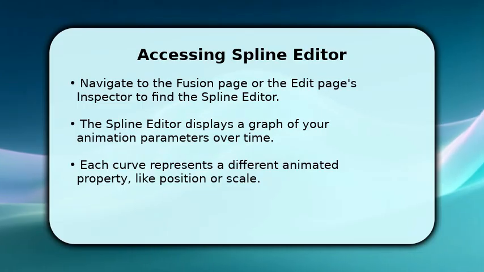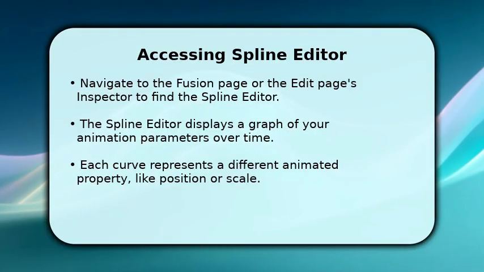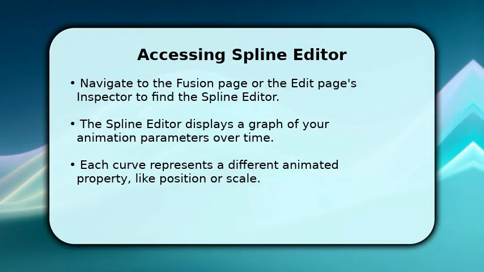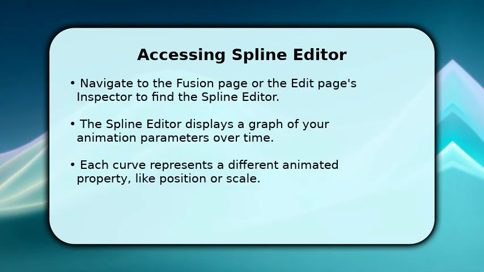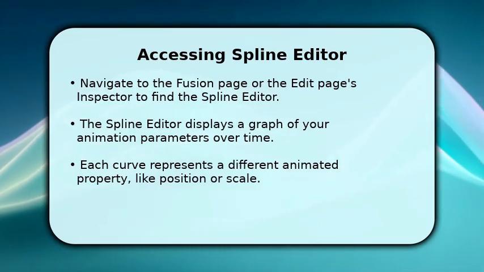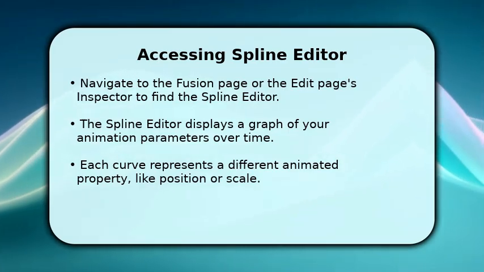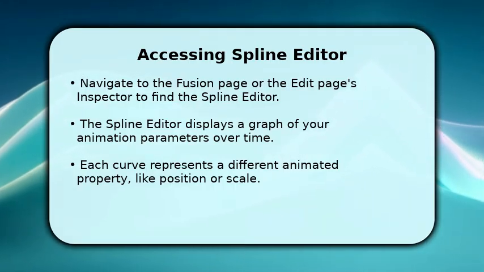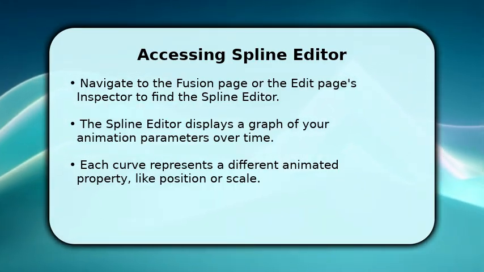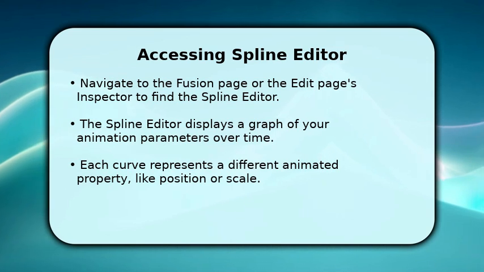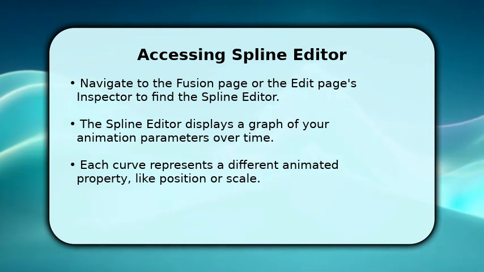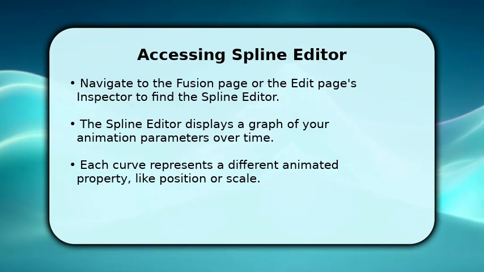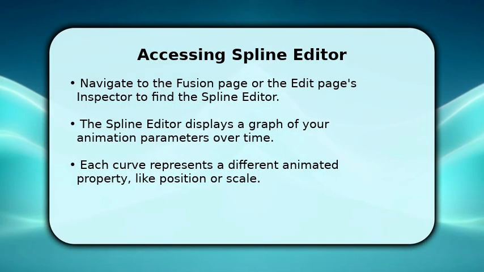To begin working with splines, you'll first need to access the spline editor. You can typically find this in the Fusion page or within the inspector panel on the Edit page when you have an animated clip selected. Once open, you'll see a graph where the horizontal axis represents time and the vertical axis represents the value of your animated property. Each colored line on this graph is a spline curve, corresponding to a specific parameter like position, rotation, or scale. It's your window into the timing of your animation.